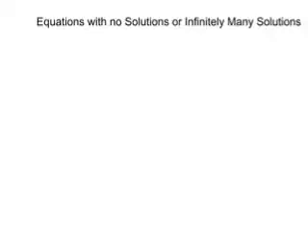Equations with no solutions or infinitely many solutions. When we solve a linear equation with one variable, we're going to have three possibilities. One we've already seen, where we have one answer. We're going to end up with x equaling 5, or x equals some number, or a fraction, something. But the other two possibilities are no solutions, or infinitely many solutions.